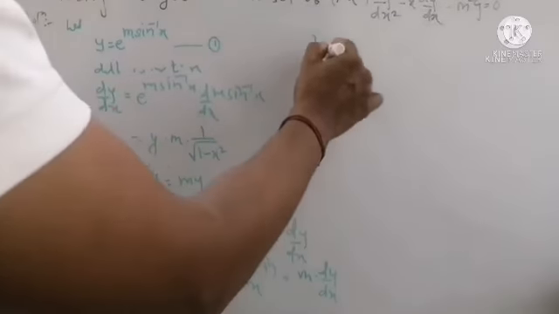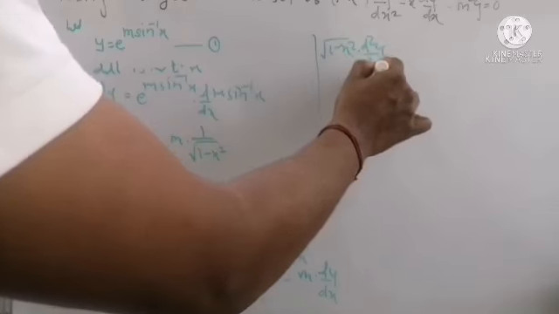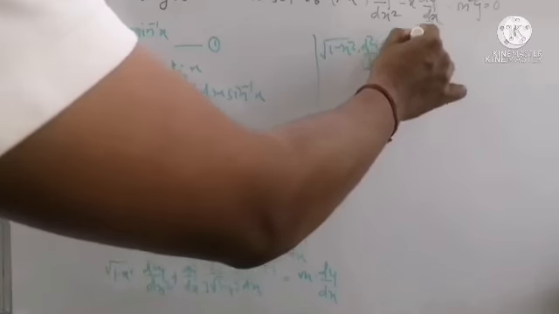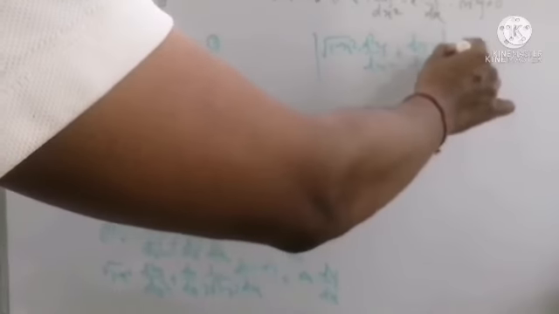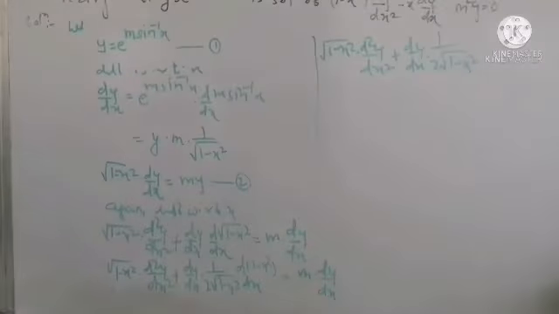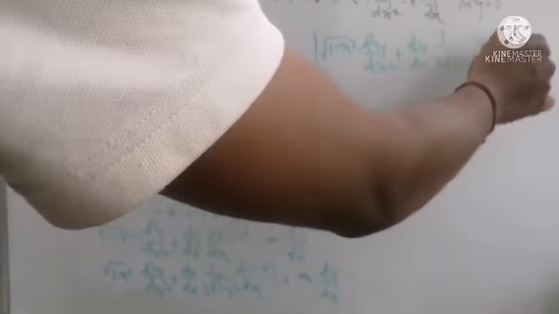So we get root of 1 minus x square into d square y by dx square plus dy by dx into 1 upon 2 root 1 minus x square into, now this is a subtraction, so we take the separate derivative of each term. As 1 has derivative 0 and x square has 2x, we get minus 2x as the derivative of this bracket, and on the right hand side we get m into dy by dx.